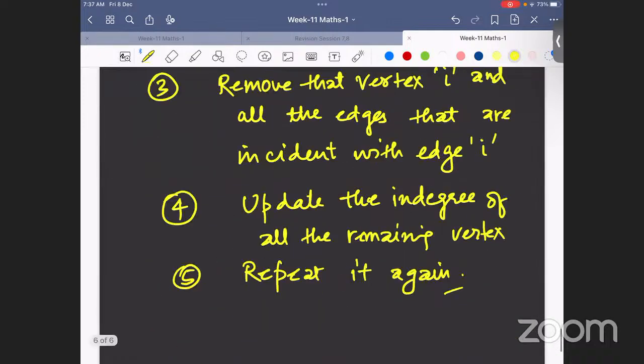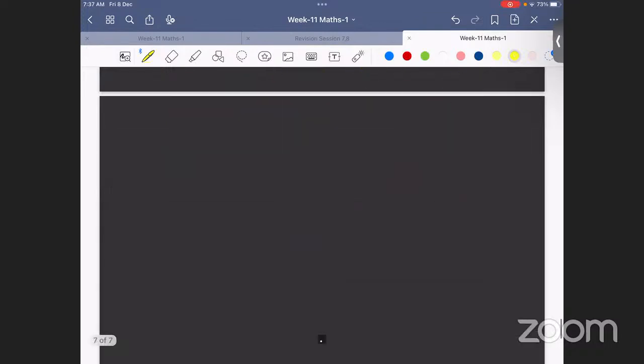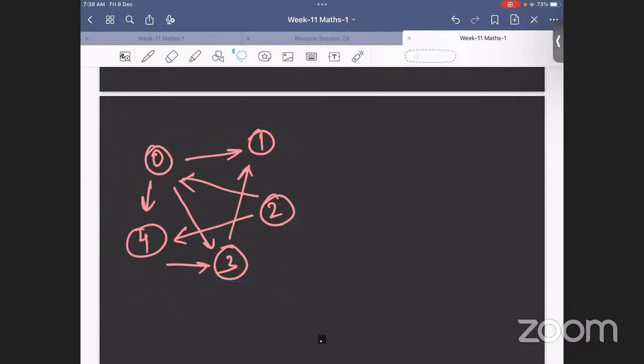Let's write it. So we already have a graph. Okay, let's write it here. So we have a graph. So what is the first step? What are you going to do in the first step?